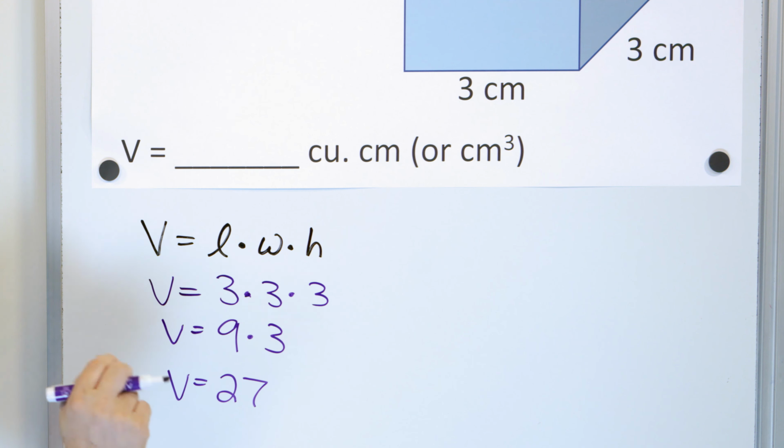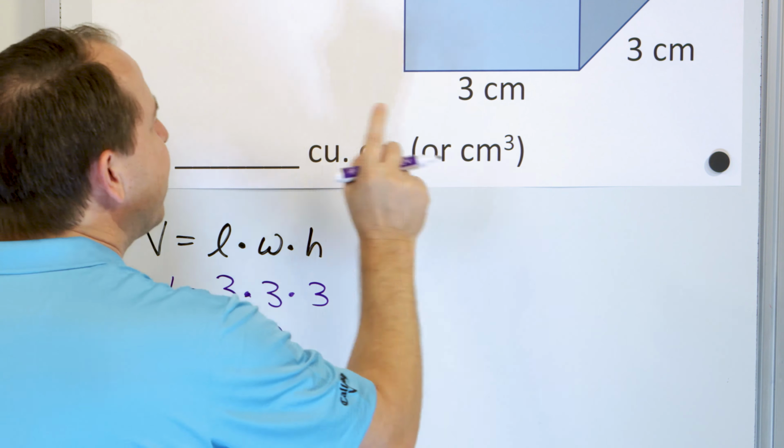Now, what units are we going to have? For surface area, it was just centimeters times centimeters. That's why we came up with the idea of a square centimeter. But here, it's centimeters times centimeters times centimeters, which means we actually have something called a cubic centimeter, which you write centimeters cubed. So the answer is 27, and we can say it out loud as cubic centimeters, or we could say centimeters cubed. Usually we write it like this in science.